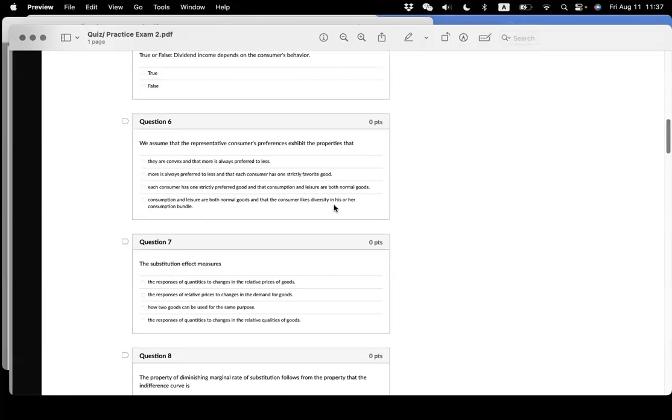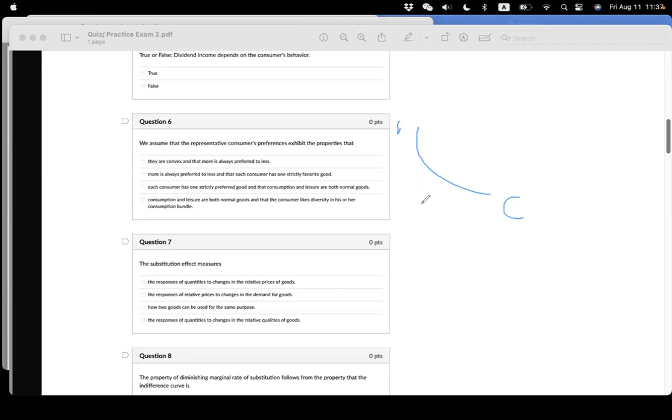Let me draw the indifference curve, right? We have seen it before. The indifference curve looks like this, right? So this is L and this is C. The slope of this curve just shows you the marginal rate of substitution, right? It's changing, getting smaller and smaller, right?